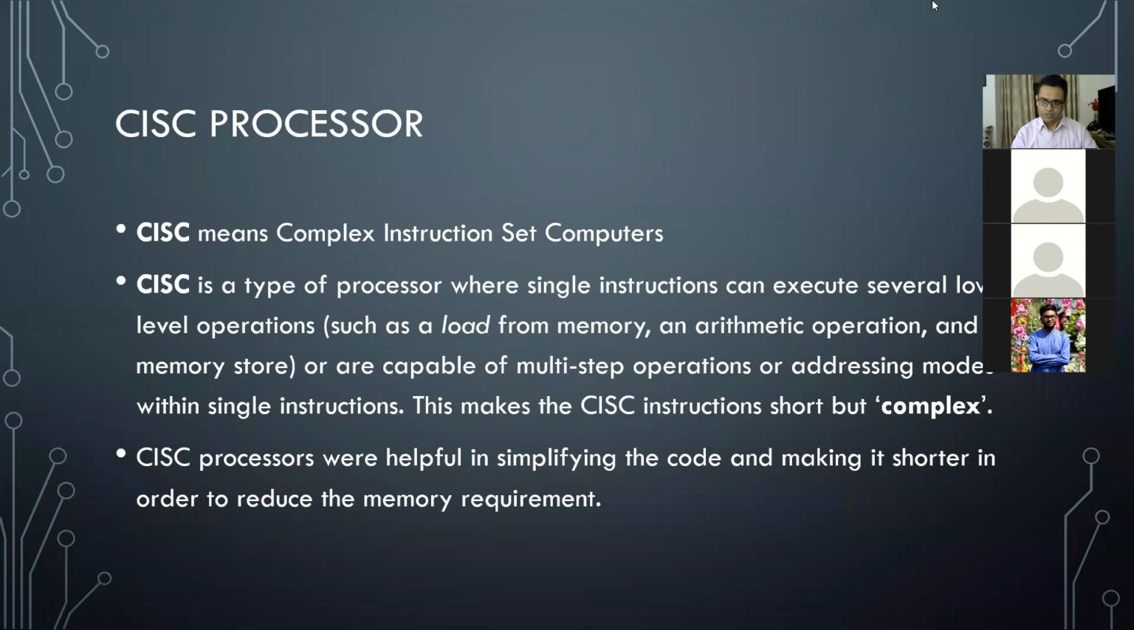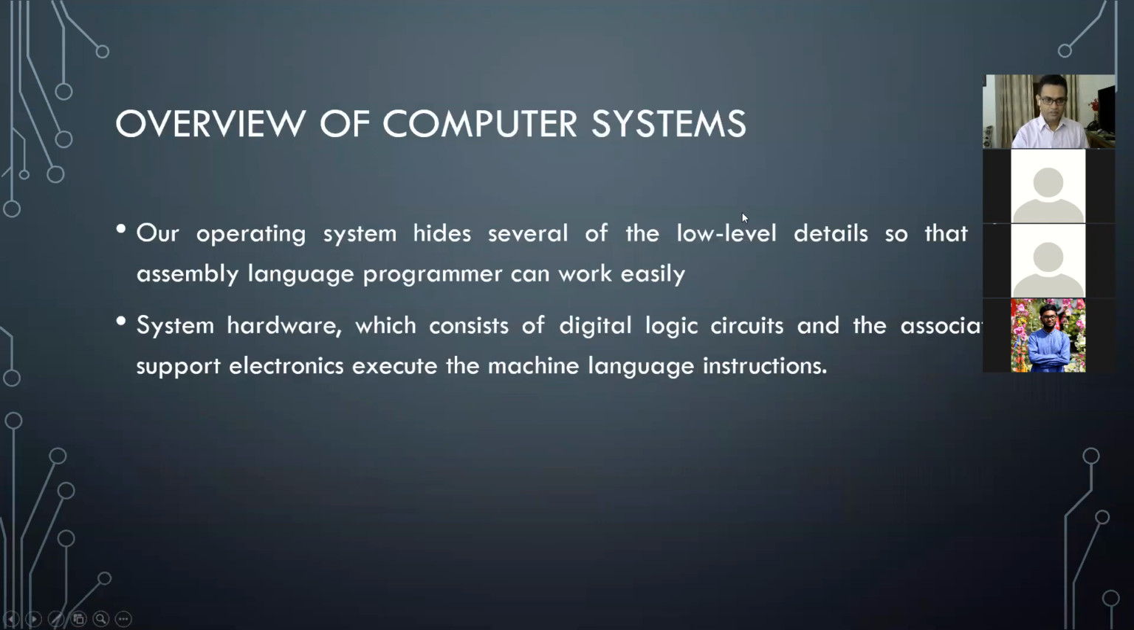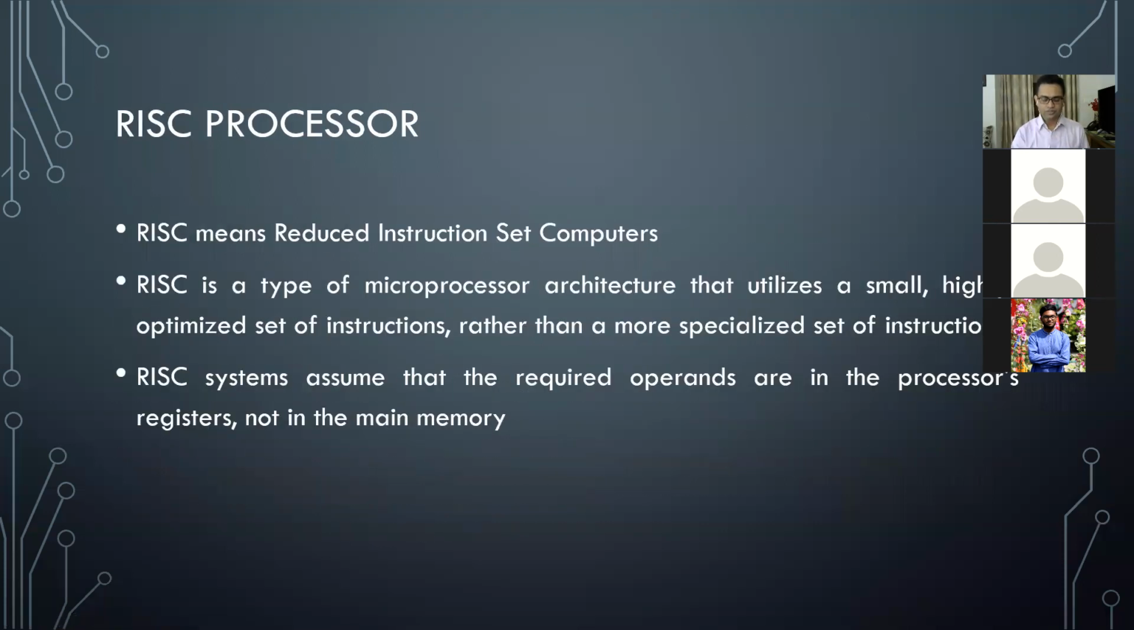So as we know, we have two types. If you divide the whole range of processors available in our market, we can divide processors into two different categories. The first category is CISC, whose full form is complex instruction set computers, and the other one is RISC, reduced instruction set computers. So these are the two types of microprocessor.